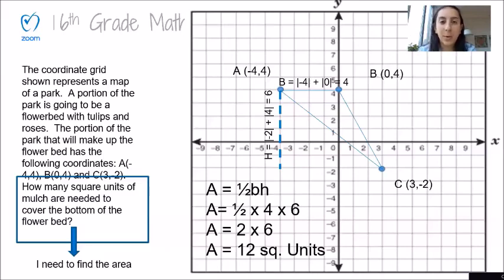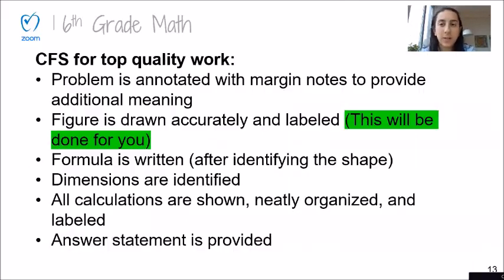Now remember, our key point from today was that we can find the area in a coordinate grid by first finding the dimensions. I did that in this problem by using absolute value to find the base and the height. Now, when you're solving all of your problems today, I want you to keep the following CFUs in mind. First, annotate as always. Second is figures drawn accurately and labeled. This is actually going to be done for you in your classwork.